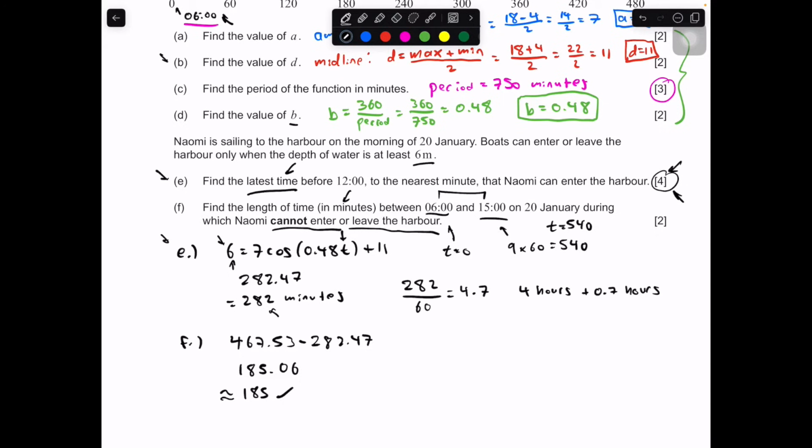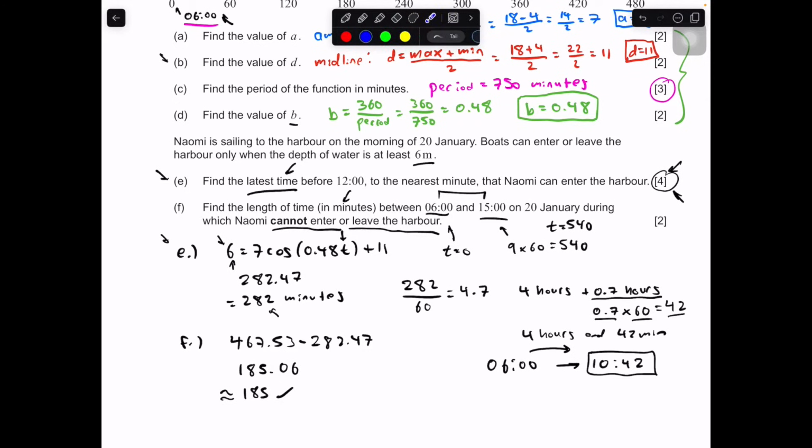And how many total hours after 6 in the morning is this? 4 hours can stay as it is, but 0.7 hours in minutes we would need to multiply by 60. 0.7 times 60 would give us 42. So we have 4 hours, and then 0.7 hours, or 7/10 of an hour. 0.7 times 60, 60 minutes in an hour, gives us 42 minutes. So 4 hours and 42 minutes. If we start at 6 in the morning and go 4 hours and 42 minutes, 6 plus 4 gives us 10, and then 10:42. That would be the latest time that Naomi can enter.